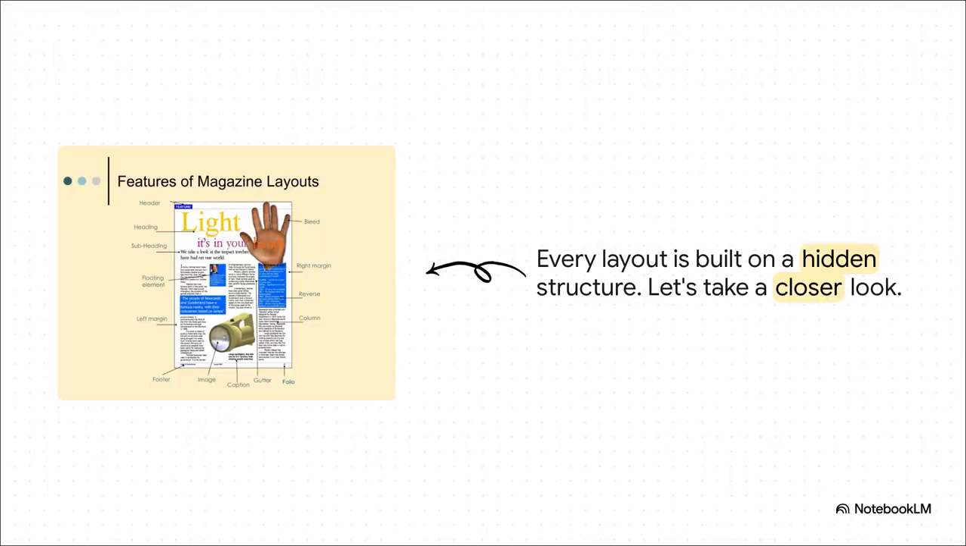So what you're looking at right now is a classic magazine layout with everything labeled. I know, it might look a little complicated at first, but it's really just built from a few simple logical parts. So over the next few slides, we're going to break down exactly what all these terms mean for you.